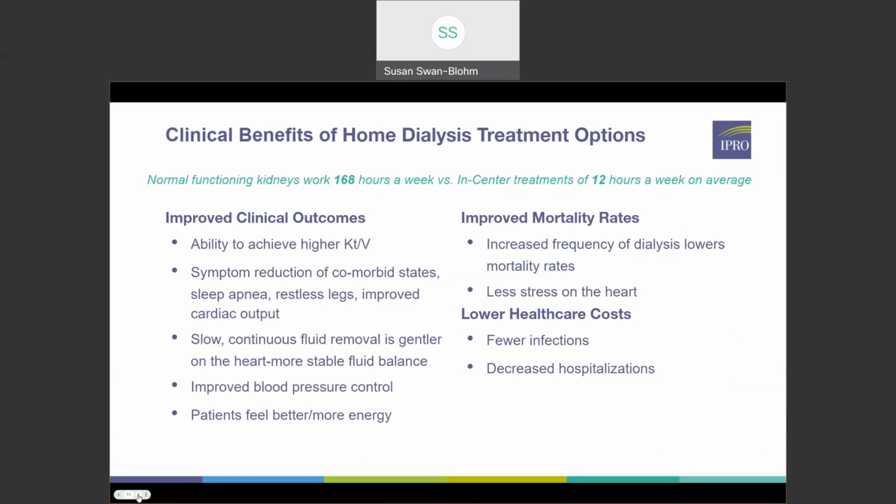With slower, more frequent dialysis, there is a reduction of symptoms of comorbid conditions associated with dialysis such as sleep apnea, restless legs, nausea, and improved cardiac outcome is often seen. Patients see better blood pressure and fluid control and just feel better. More dialysis means less stress on the heart and lower mortality rates in this patient population. Patients dialyzing at home see fewer infections, which leads to decreased hospitalizations and ultimately lower healthcare costs.